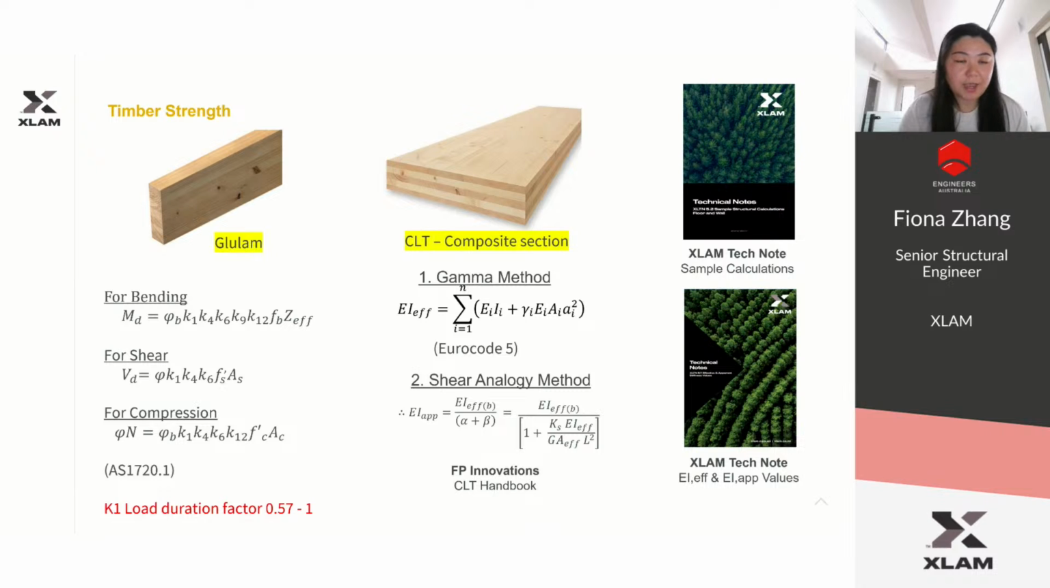Now this is some knowledge about how to calculate for timber. The glulam strength in bending, shear, and compression can be calculated from AS 1720. When it comes to CLT, as a composite section it wasn't covered by the Australian standard, but we can use the gamma method and shear analogy, considering the shear deformation, to calculate the strength and the deflection. We have our technical note with a sample calculation, and we also provide the EI effective value and EI apparent value for the designer to use to design the CLT panel. Also, we have our span table for the CLT and also the span table for fire to satisfy the fire rating.